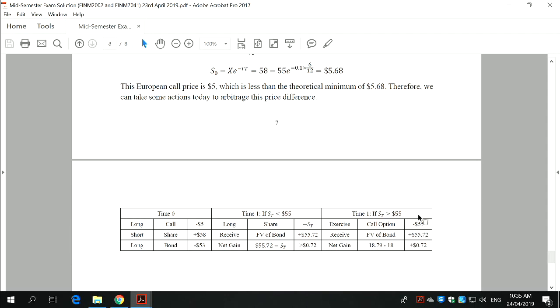So what's the game here? You sum up this column here, and you get, so the net gain is 72 cents. So that's the arbitrage strategy. We did that in week 4's workshop, exactly the same.